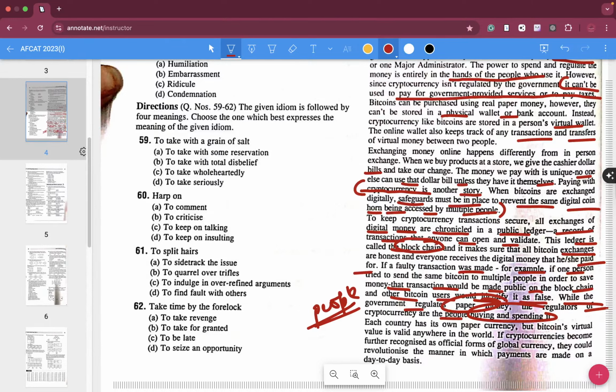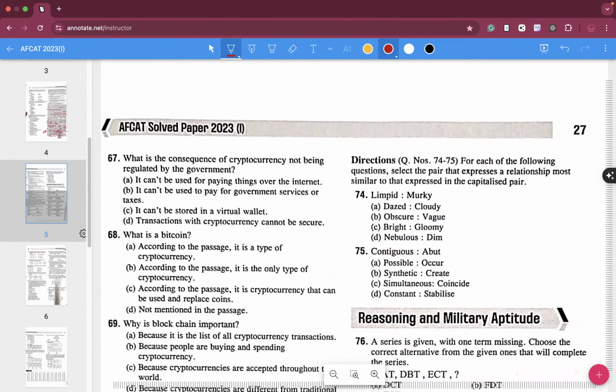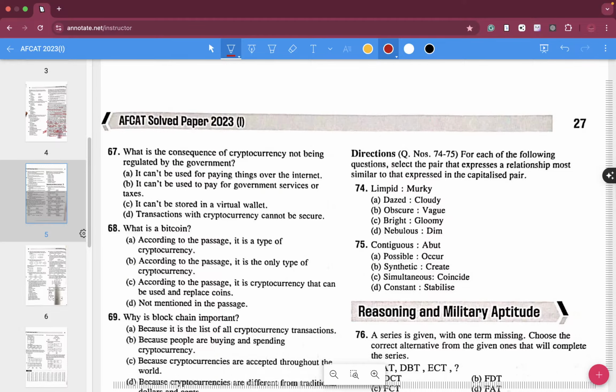Each country has its own paper currency, but Bitcoin's virtual value is valid anywhere in the world. If cryptocurrencies become further recognized as an official form of global currency, they could revolutionize the manner in which payments are made on a day-to-day basis. So this is the passage that we have.